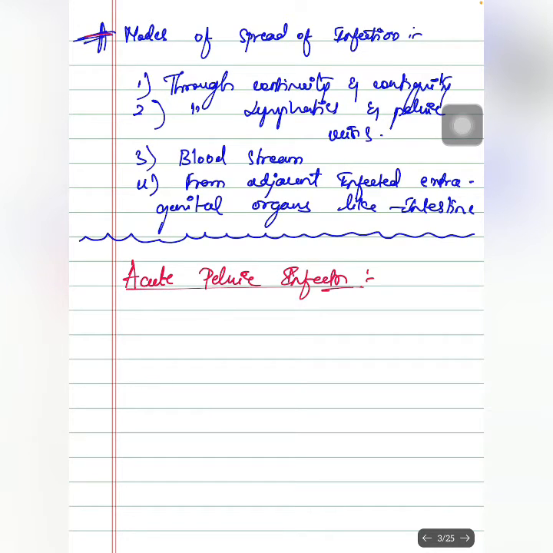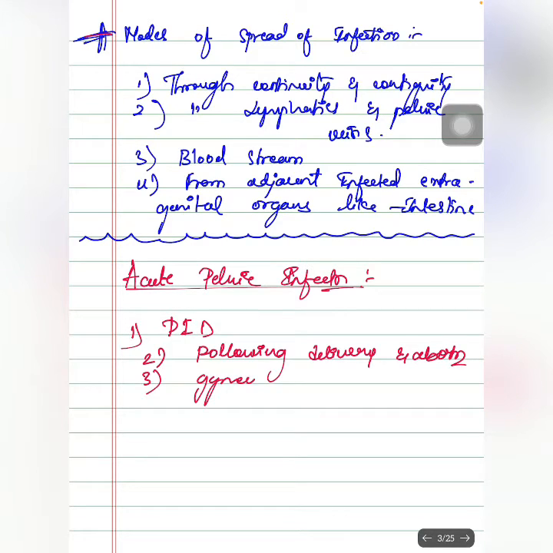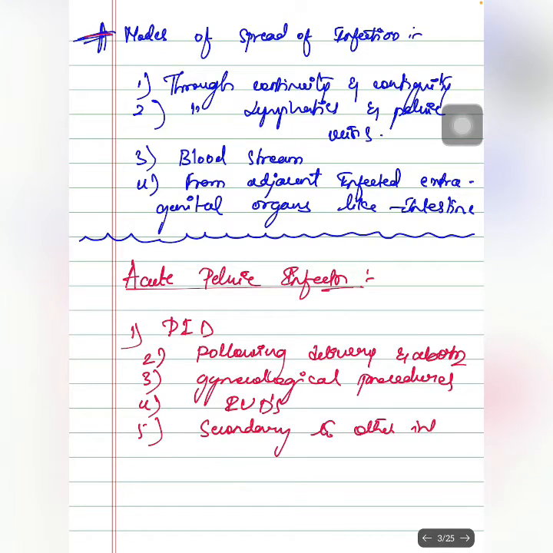In acute pelvic infection, firstly you will see pelvic inflammatory disease, which is PID, and secondly, following delivery and abortion you will see certain infections which are acute, which are sudden in time. The third one is following gynecological procedures. Certain times there are certain gynecological procedures where infections can contaminate at that time. The fourth one will be following intrauterine devices, and the fifth one will be secondary to other infections such as appendicitis.